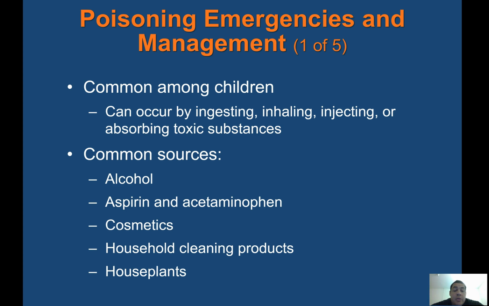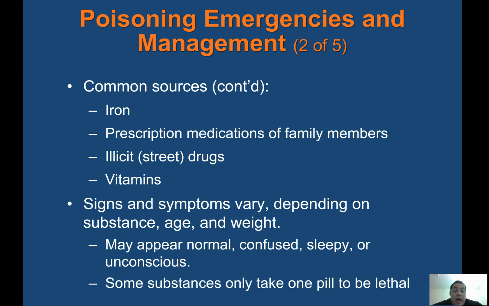Poisoning emergencies and management: poisoning is common among children and can occur by ingesting, inhaling, injecting, or absorbing toxic substances. Common sources: alcohol, aspirin, acetaminophen, cosmetics, household cleaning products, and houseplants, as well as iron, prescription medications of family members, illicit street drugs, and vitamins.